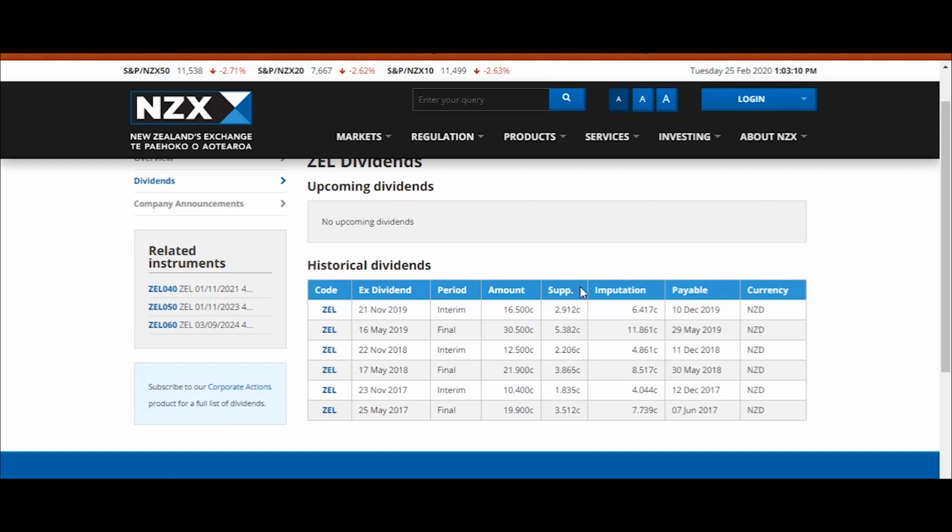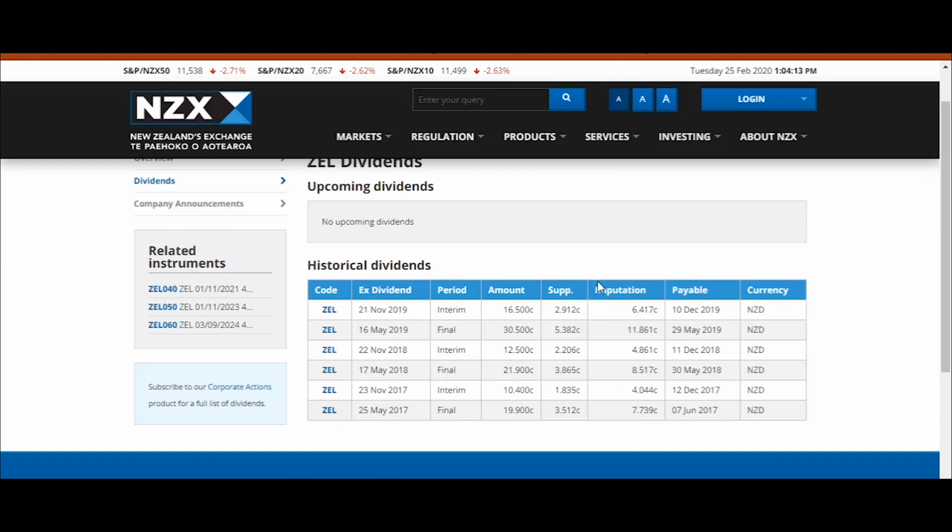The next column is the Supp. Supp is the supplementary amount in cents per share. Now this part is just for non-resident shareholders. Supplementary dividends are paid to non-resident shareholders to offset effects of double taxation. This is where non-residents are subject to both company income tax and non-resident withholding tax, or NRWT I think it's called. So this is just for non-residents only.